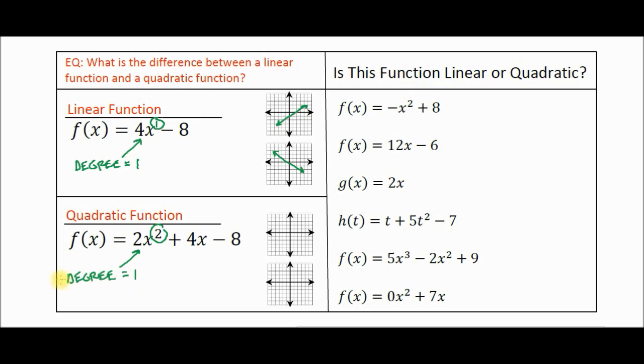Now it wouldn't matter what order these terms were in. It could have been negative 8 plus 4x plus 2x squared. Look at all your exponents, and the highest exponent, the largest exponent, defines the degree. And I just realized right now, class, that I wrote degree equals 1. This is actually a degree equal to 2. That defines it as a quadratic function.